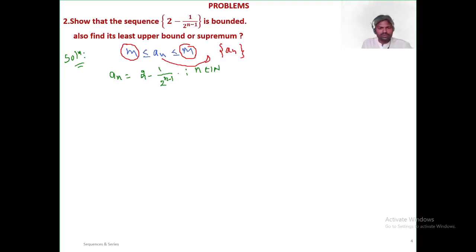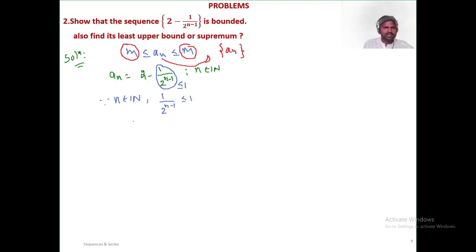Okay. So this is a positive number. This one is less than or equal to 1, right? Particularly, always less than or equal to 1 for all n belongs to natural number set. So this quantity is always less than or equal to 1. Now 2 minus a number which is less than 1 is always positive. So therefore, since n belongs to natural number set, I can say that 1 upon 2 raised n minus 1 is always less than or equal to 1.